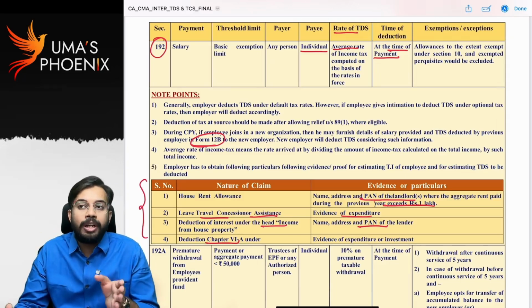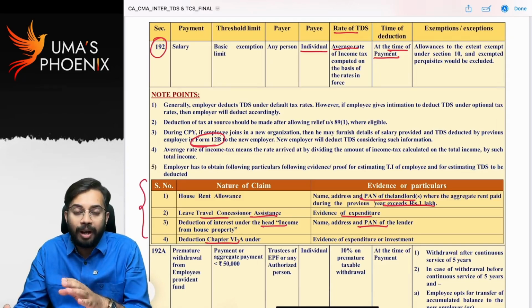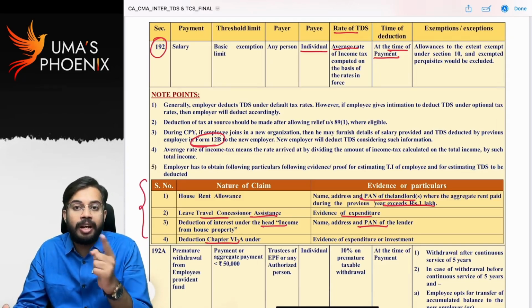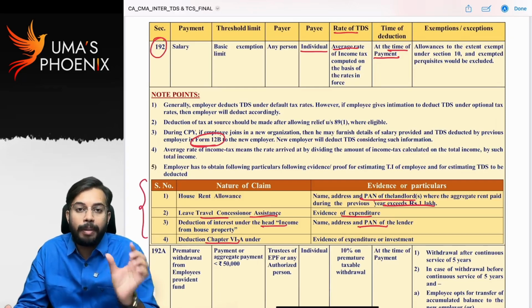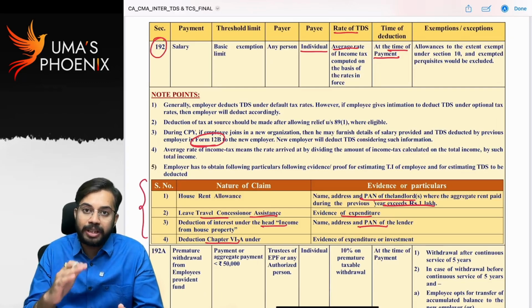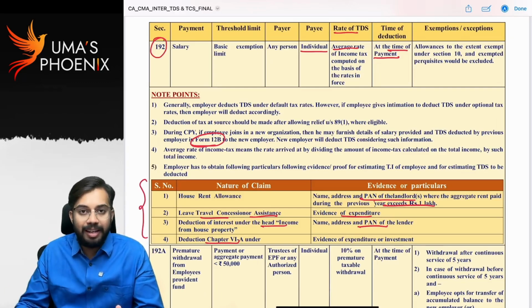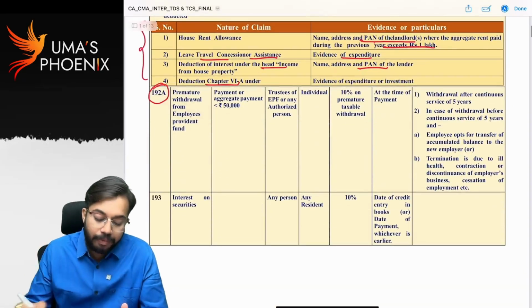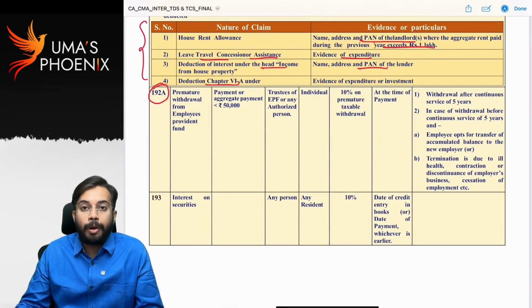Considering that information, Tech Mahindra will calculate tax liability and deduct TDS in the 9th month. So whenever the employee shifts from the old employer to the new employer, the salary information of the old employer should be shared with the new employer in form number 12B. So the new employer will consider all that information and deduct TDS accordingly. Is it clear? Next, section 192A, premature withdrawal from employees provident fund.